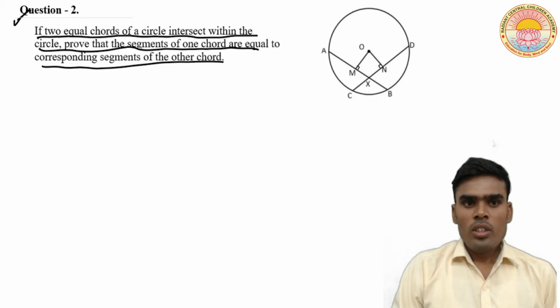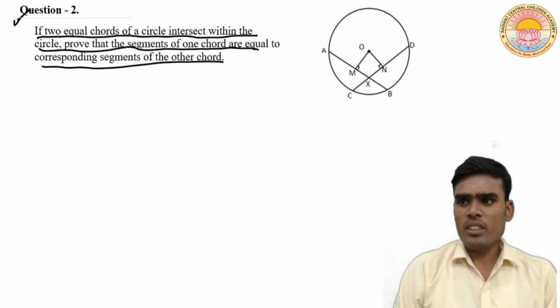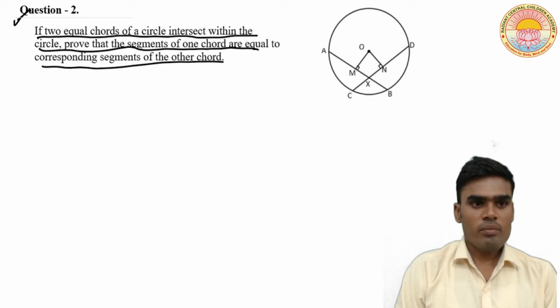So according to the question, what we want to prove here is that the corresponding segments are equal. Means here AX and DX are two segments. So how do we prove it? Let's see the proof of question second.